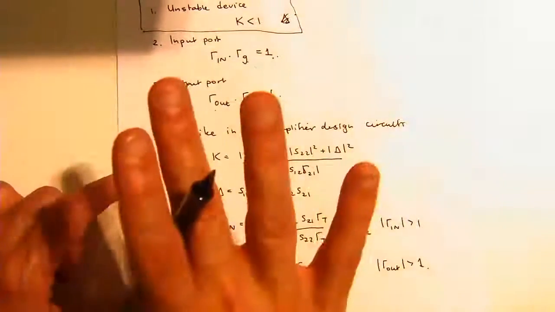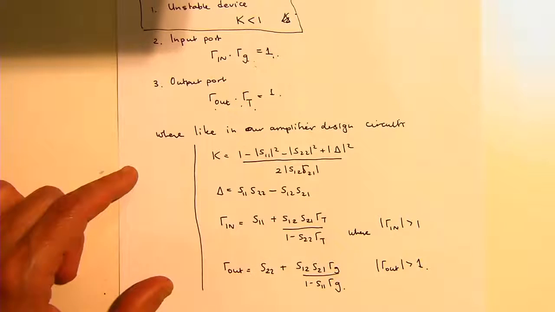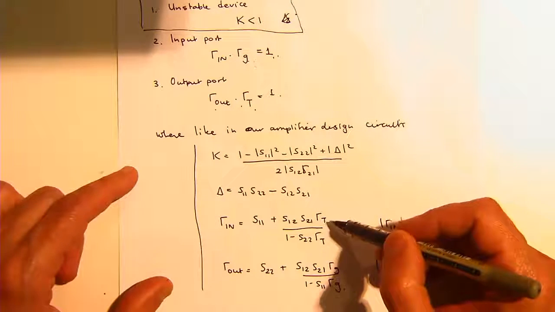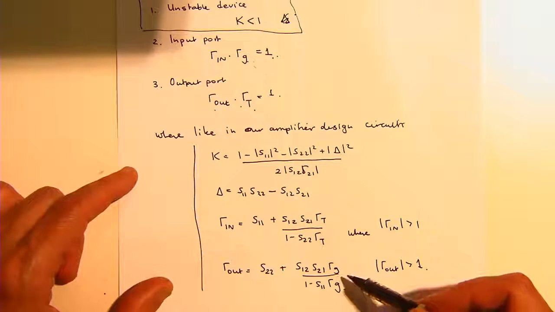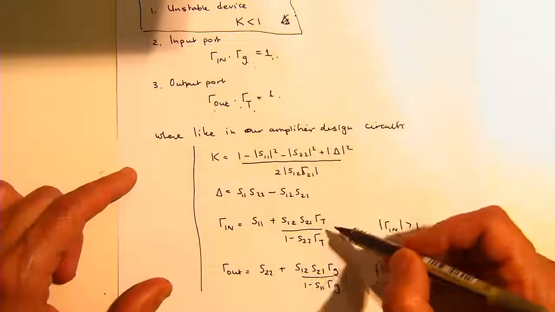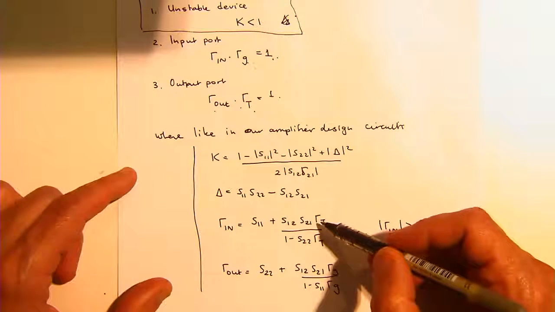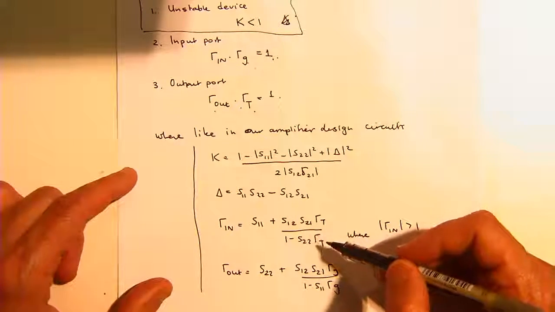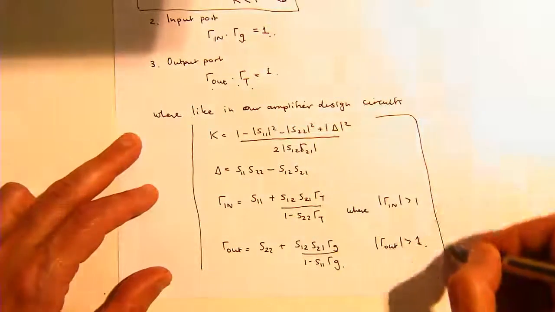They're exactly the same relationships, right? There's nothing different with them, except that instead of gamma L, I put gamma T, and instead of gamma S, I put gamma G. So the reflection coefficient at the terminating network is the same as the reflection coefficient at the load, I've just replaced that.